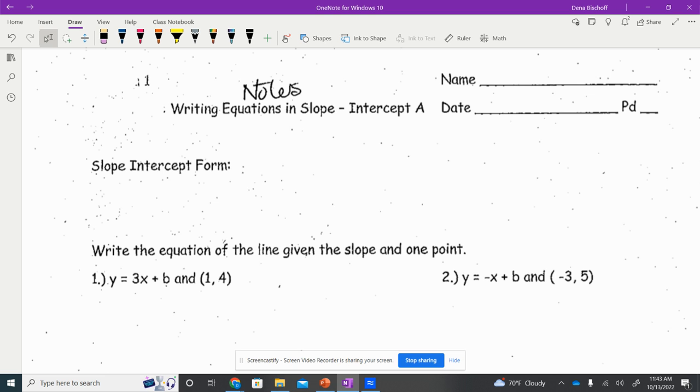Okay, so someone tell me what slope-intercept form is. We've been using this. Say it again.